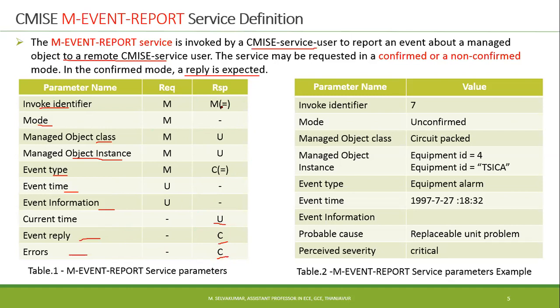Here, M equal to specifies that values have to be mentioned. The same M event report service example parameters are shown here. See here, this is the invoke identifier and the mandatory value, that is M equal to 7. Mode is also mandatory, which is an unconfirmed mode. Whether it is a confirmed mode, the response has to come here.